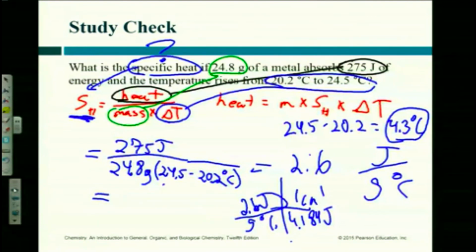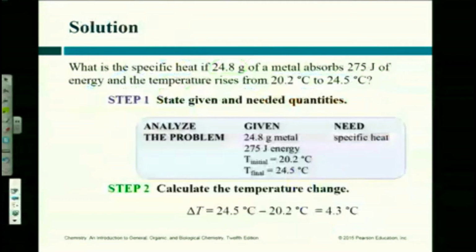If you can read any of that. All I'm doing is changing joules to calories. We've been doing that for three weeks now. You can do that. Okay. On a good day. Hopefully.